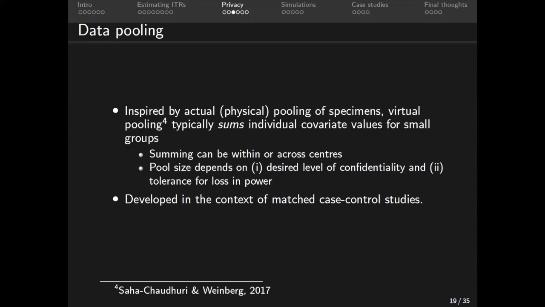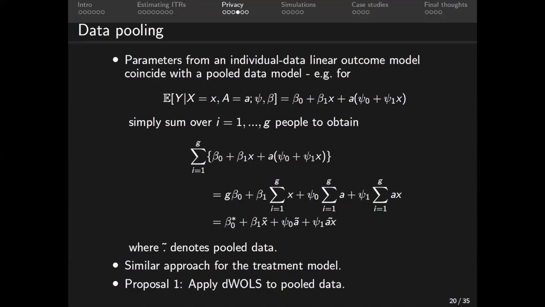It was developed in the context of matched case control studies, the matching allowing for things to be more similar, so there was less pooling to be done. So it wasn't really clear that it would work in this setting. So the idea then is that we want to go from this individual level model to a pooled model where we're summing individual values of the covariates and indeed summing across treatments. Similar approach is used for the treatment model, again, looking at summed versions of these covariates.